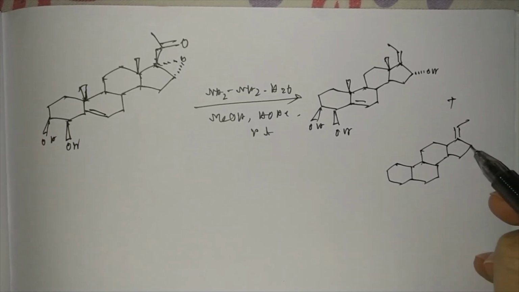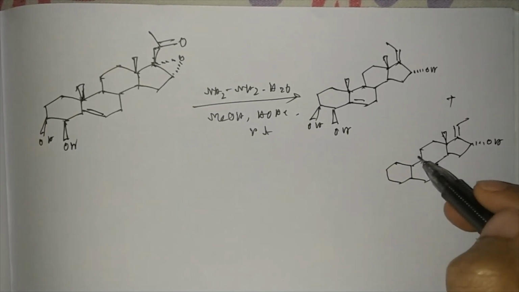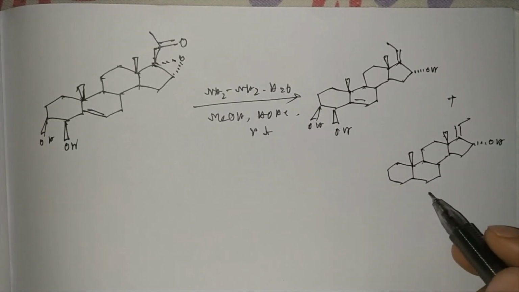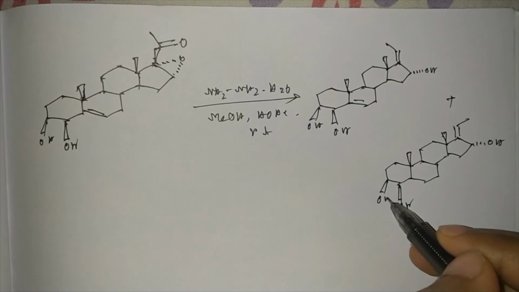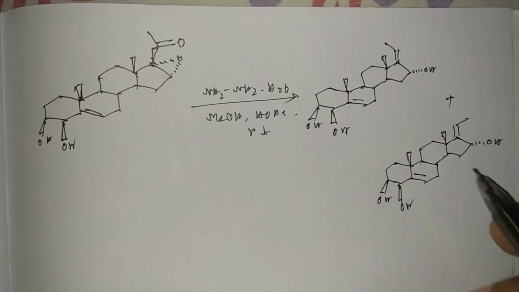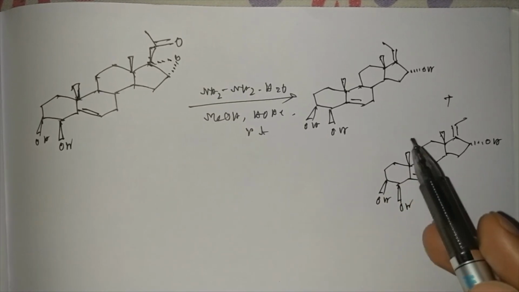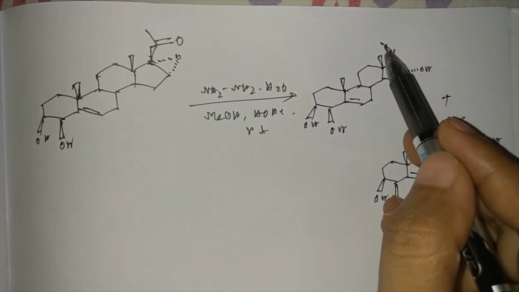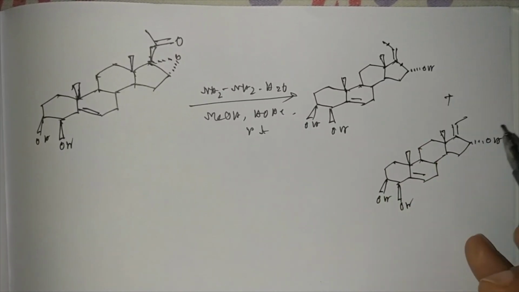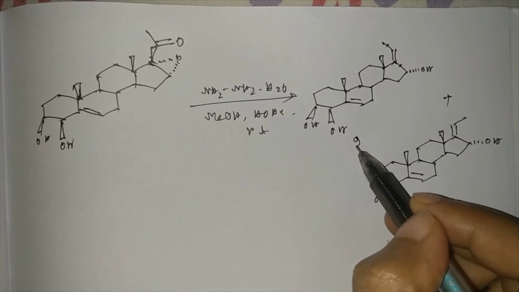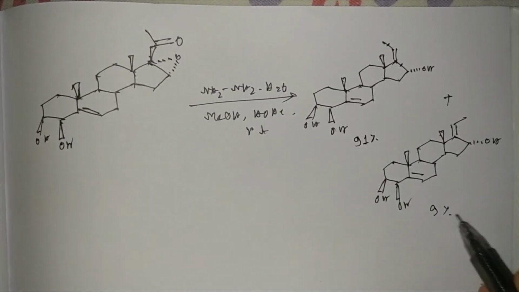Methyl is here, which is below the plane. Here one methyl, here one methyl, here the OH, here is the double bond. So between these two, this product will be the major product, because as you can see here, this group and this group will be in trans configuration. So this will form in 91%, whereas the other is only 9%.